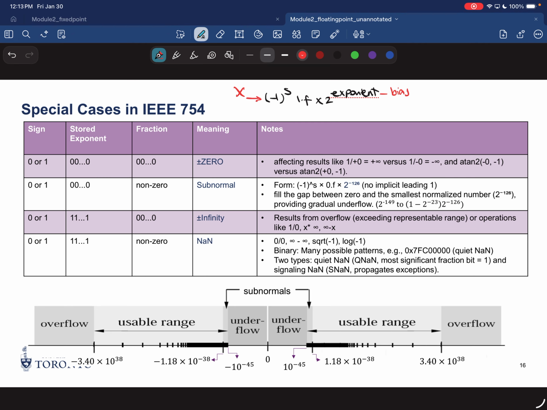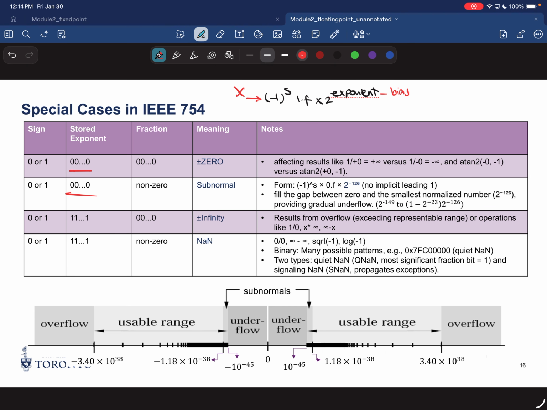Okay? So if the stored exponent is 0, then it's either actual 0, plus or minus, or it's subnormal, depending on whether the fraction is 0 or not. Makes sense, right? Exponent is 0, and fraction is 0, so it's 0. But as you can see, it's not following this formula, because if the exponent was 0, it would be 2 to the power of minus 127, and then f would be 0, which would give 1. So this format is no longer true for these cases.